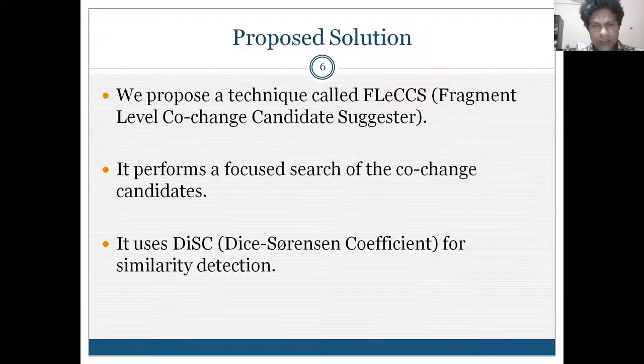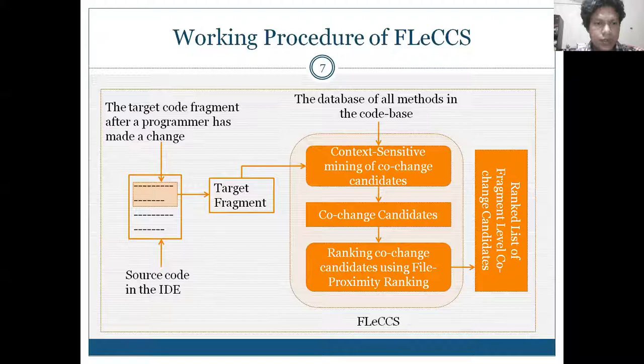Let's say a programmer is now working inside the IDE. After he has made some changes in the code, we can get the target fragment. After getting the target fragment, FLeCCS searches the entire code base through a context-sensitive mining to determine the co-change candidates. After determining the co-change candidates, FLeCCS ranks those candidates using file proximity ranking. After ranking, the ranked list of the co-change candidates is offered to the programmer.